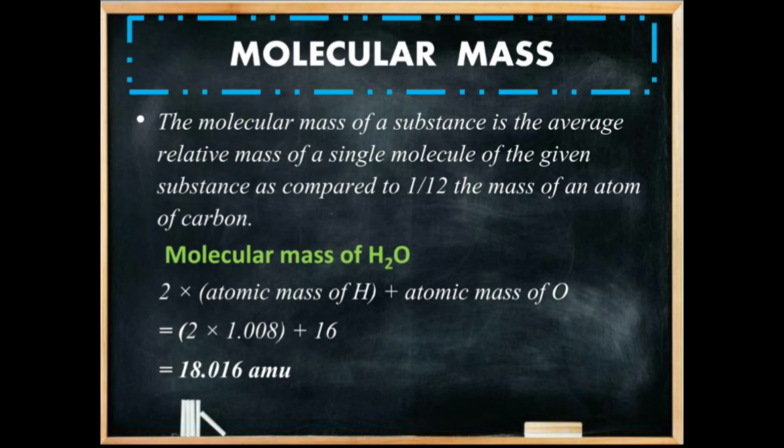So, how can we calculate molecular mass of a substance? Here is the example, molecular mass of water. In water, the formula is H2O. Here, 2 hydrogens are there and 1 oxygen is there. So, molecular mass will be 2 into atomic mass of hydrogen plus atomic mass of oxygen. Here it is written clearly, 2 into 1.008 plus atomic mass of oxygen, which is 16. Combining these two, we get 18.016 AMU.